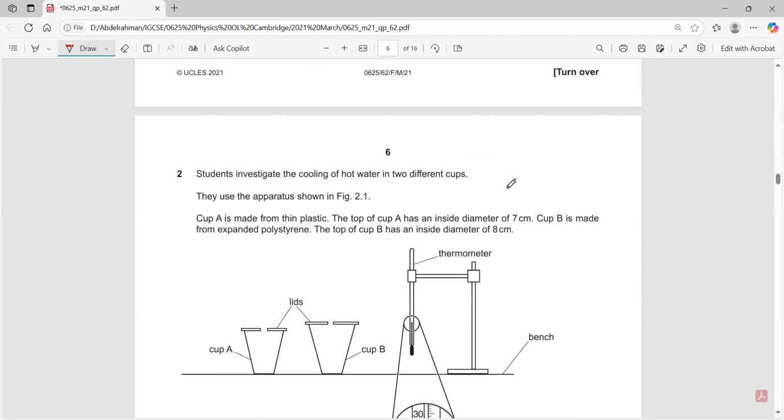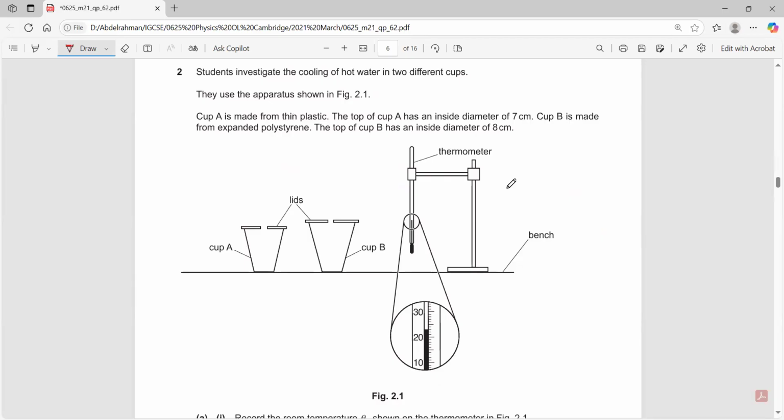Okay. The student investigates the cooling of hot water in two different cups. Cup A is made from thin plastic. The top of cup A has an inside diameter of 7 centimeters. Cup B is made from expanded polystyrene, a different material, and the top of cup B has a diameter of 8 centimeters. It's slightly larger.